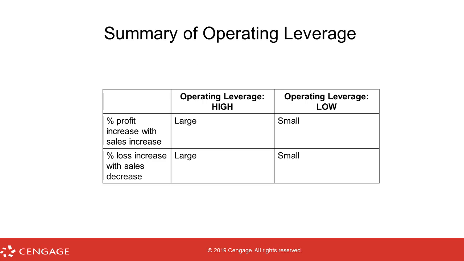If our operating leverage is high, so that would be if the contribution margin and operating income were relatively close in range to each other, any percent profit increase with sales increase would be large, and any percent loss would be large. If our operating leverage is low, that is that there's a big gap between what our contribution margin is and our operating income, any changes would be relatively small then.